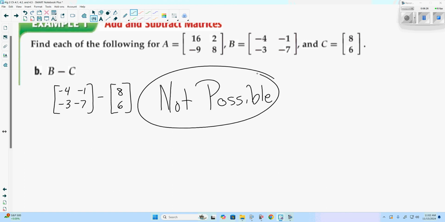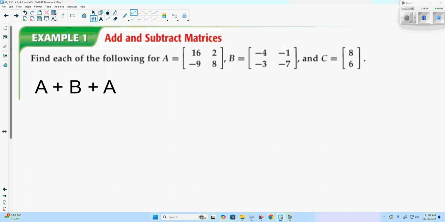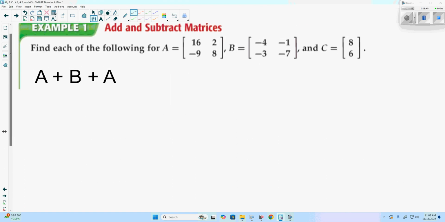Questions on this here? Do we feel pretty comfortable with addition and subtraction? Because it's just add or subtract.